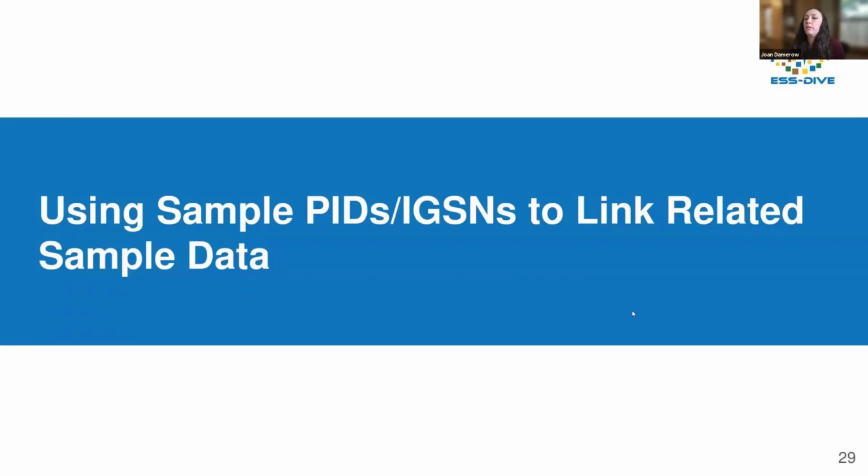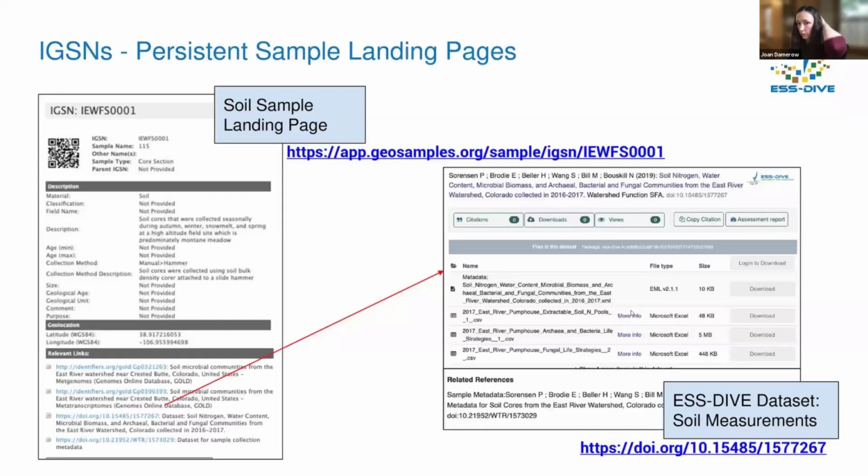And again, at ESS-DIVE, we did some extensive background research through this pilot study to determine how we might use IGSNs for sample tracking and linking. We're just beginning to, many of our projects that assigned IGSNs now have the resulting data from that. And so we're starting to add in links to related identifiers. This is an example just showing the soil sample landing page. This is what an IGSN landing page looks like when they are submitted to the System for Earth Sample Registration.